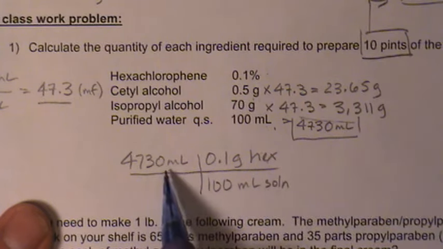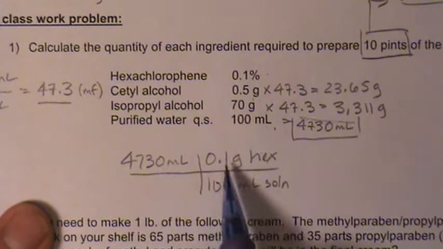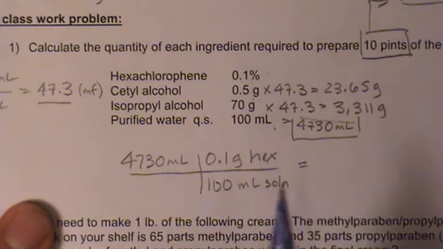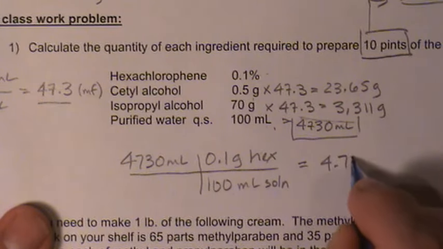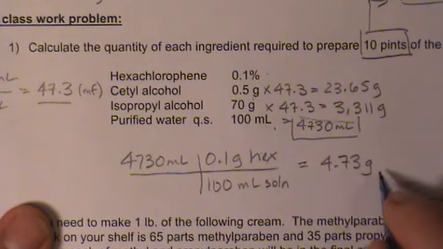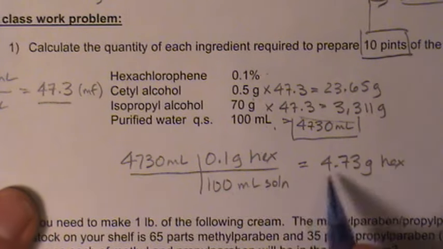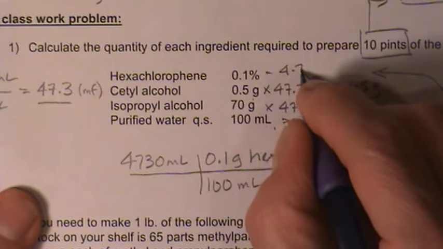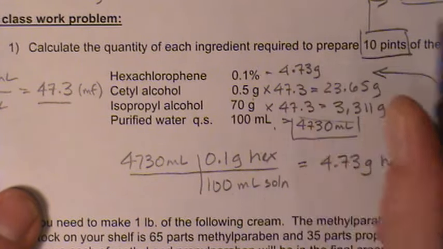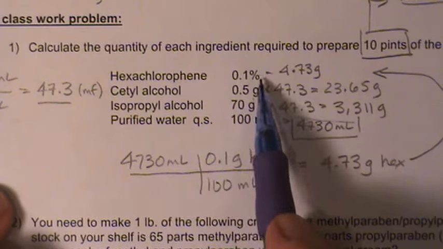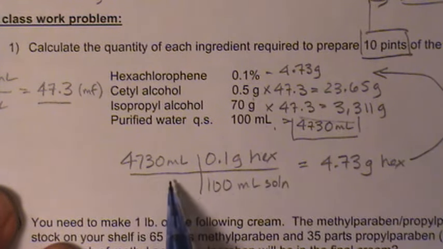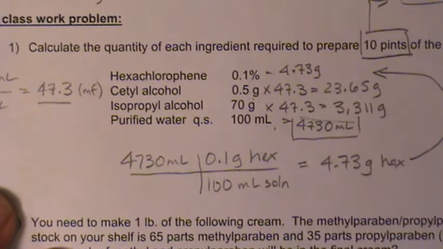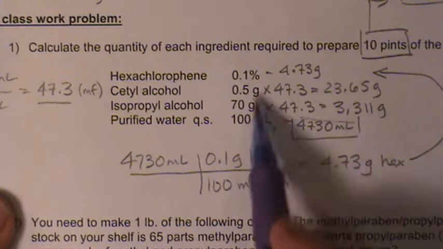Okay, so 4,730 times 0.1 grams over 100 mils, and that gives me, what does it give me? 4.73 grams of the hexachlorophene that I need. All right, there we go. And of course that makes sense because it's 0.1%. We had 4,730 mils total, so it better be something that has a 4, a 7, and 3 in that order in it with a decimal place somewhere, right? So that makes sense.